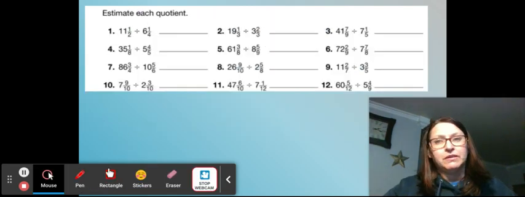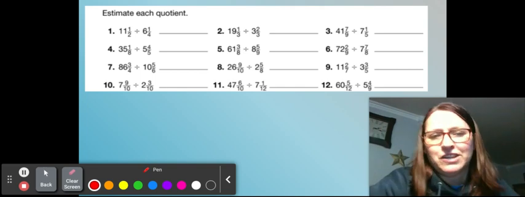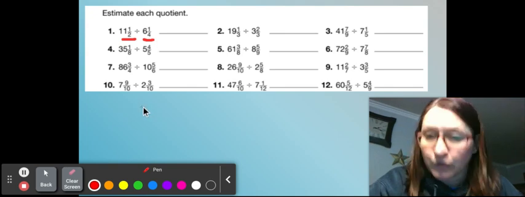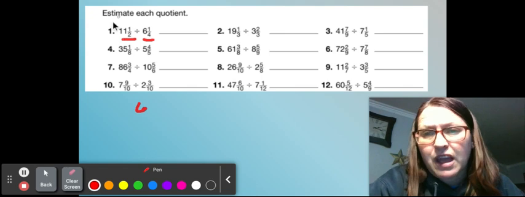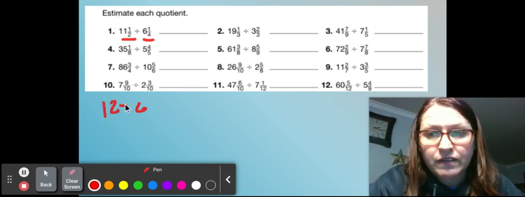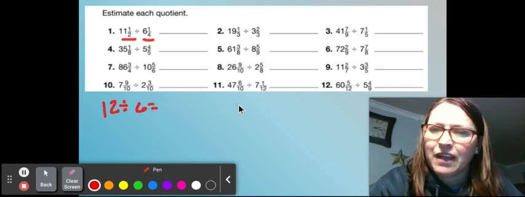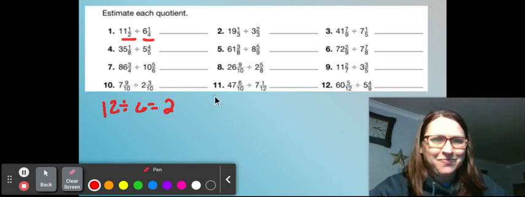Now let's do a couple of examples. I know there's a lot, but it's really not as much as you think. So I have 11 and 1/2 and 6 and 1/4. I'm going to look at 6 first. 6 and 1/4 is close to 6. And 11 and 1/2 is close to 12. So I'm going to do 12 divided by 6. What's 12 divided by 6? Oh, that's 2. Perfect. We got it.